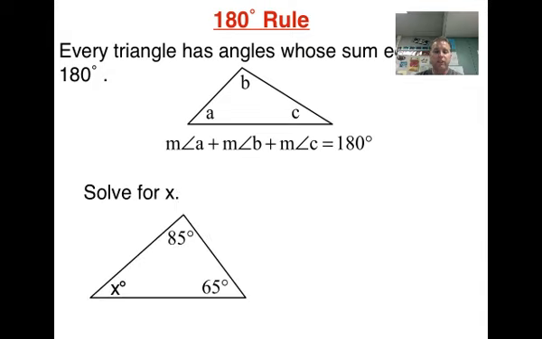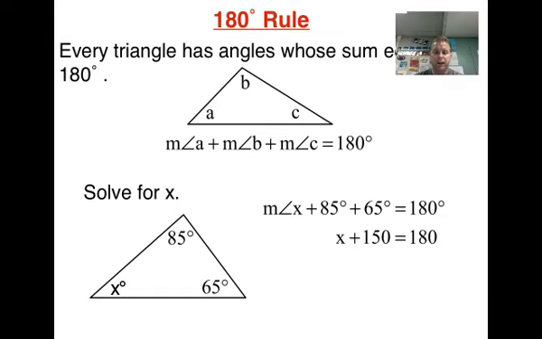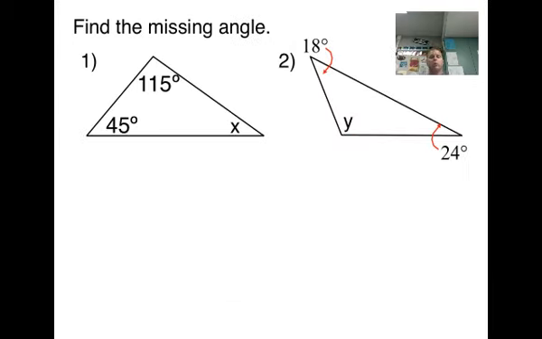So if I have 85 degrees, 65 degrees, and X degrees, I can find X. I could start out by setting it up like this. I'm going to simplify that a bit. I did 85 plus 65 is 150, and I got X. Subtract 150 from both sides, keeping our equation balanced. X is equal to 30 degrees. Would you try these 2, please? Pause the video and then come back.